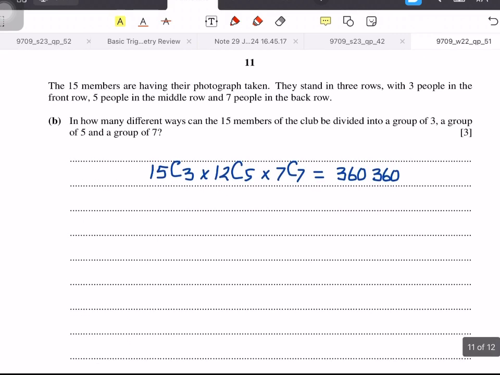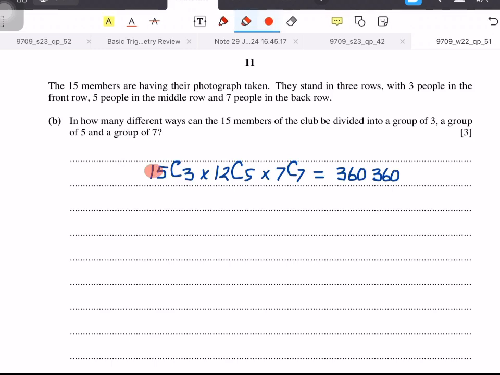And then the 15 members are having their photograph taken. They stand in 3 rows with 3 people in the front row, 5 people in the middle row, and 7 people in the back row. B. In how many different ways can the 15 members of the club be divided into a group of 3, a group of 5, and a group of 7?